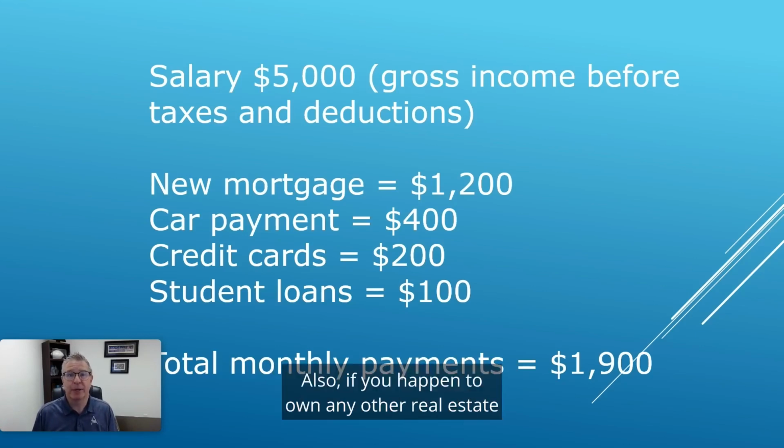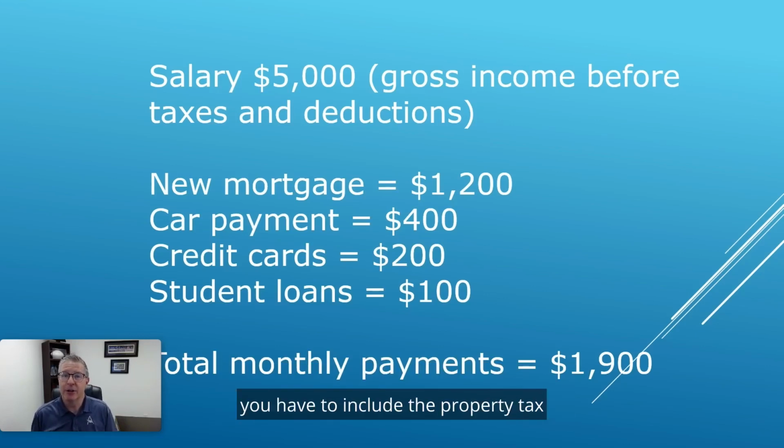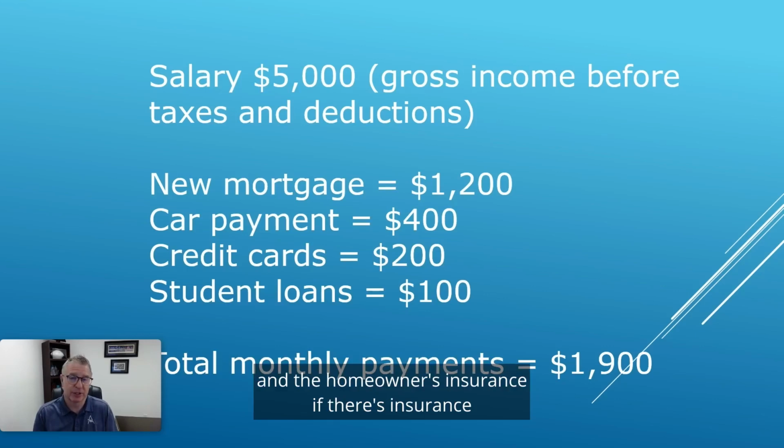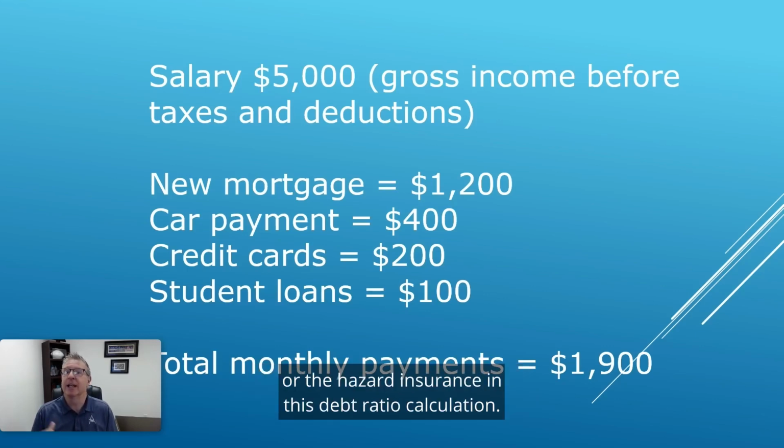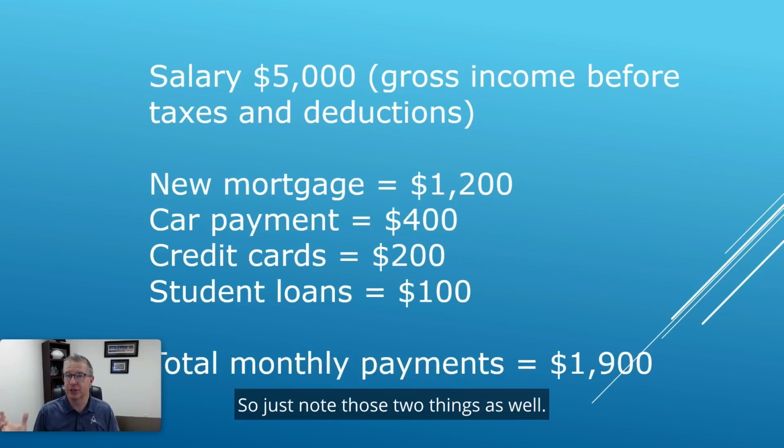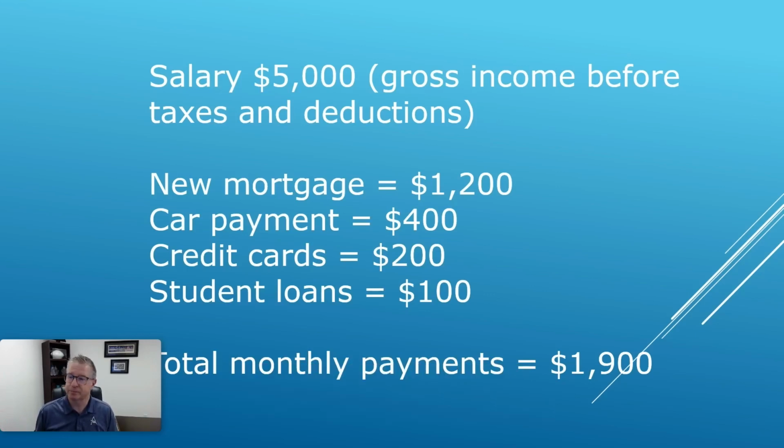Also, if you happen to own any other real estate that's in your personal name, even if you don't have a mortgage on that, you have to include the property tax and the homeowner's insurance, or the hazard insurance, if there's insurance, in this debt ratio calculation. So just note those two things as well.